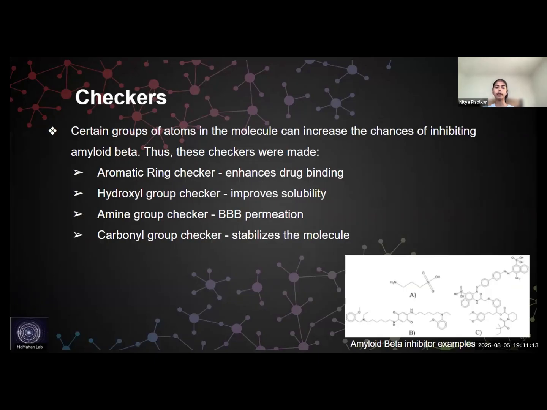We also have our amine group checker, which helps identify molecules that are more likely to permeate and cross the blood-brain barrier. And finally, we have the carbonyl group checker that looks for groups that can stabilize the molecule and thus make it more viable as a drug candidate. And in the corner, you can see some examples of amyloid beta inhibitors. Each of these checkers that we've previously mentioned help us prioritize molecules with features that are both functionally and physiologically relevant.